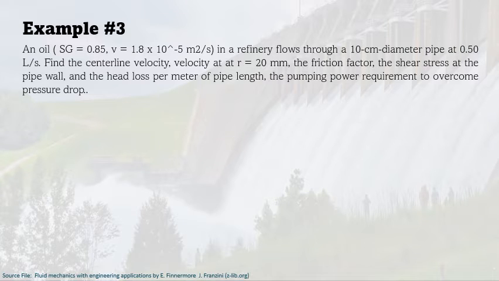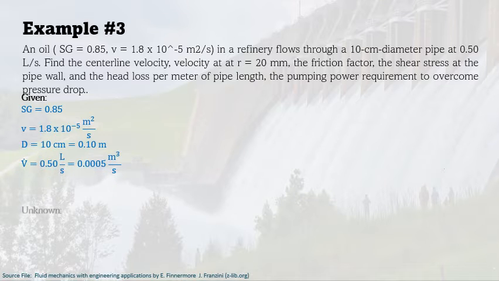Let us have an example to illustrate how to get the different quantities in relation to laminar flow. We have the same problem as example 1 and example 2, but this time we are to find the centerline velocity, the velocity at a radius of 20 mm, the friction factor, the shear stress at the pipe wall, the head loss per meter of pipe length, and the pumping power requirement to overcome the pressure drop. We are given the specific gravity, the kinematic viscosity, the diameter, and the volume flow rate, and we are looking for the maximum velocity, the velocity at r equals 20 mm, the friction factor, the shear stress at the wall of the pipe, the head loss per meter of pipe length, and the pumping power requirement to overcome the head loss.